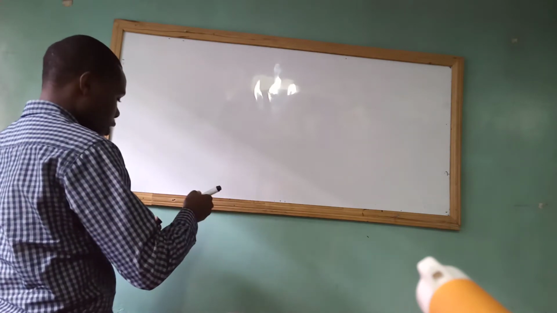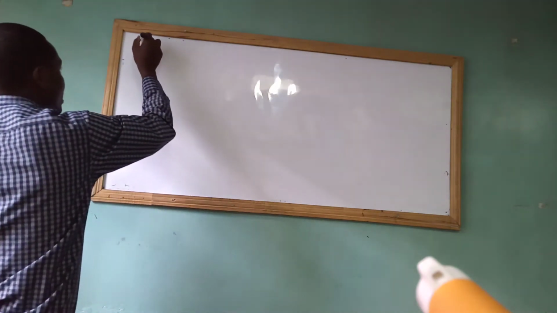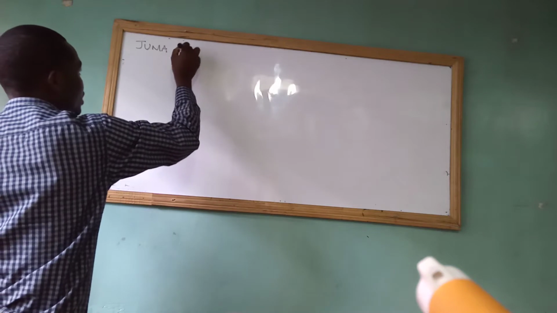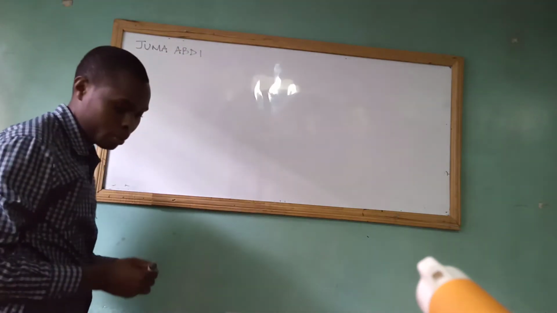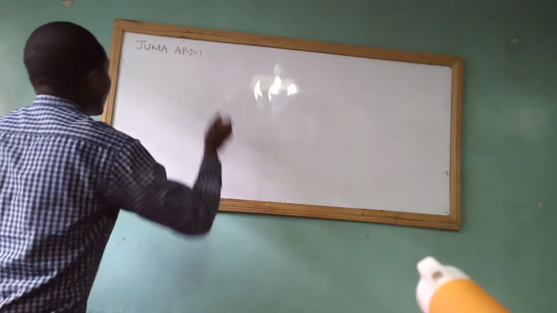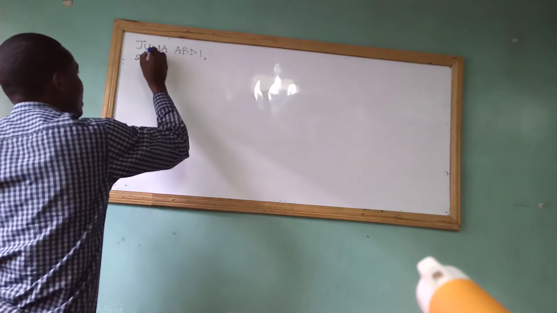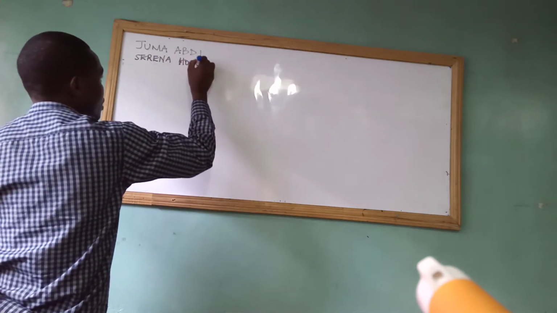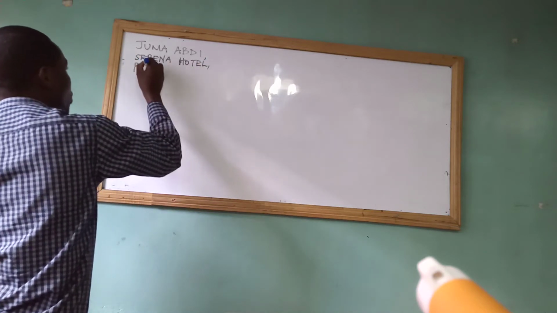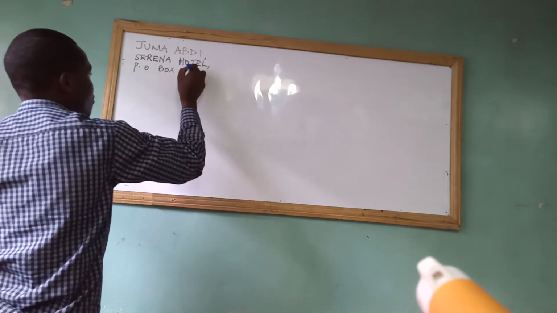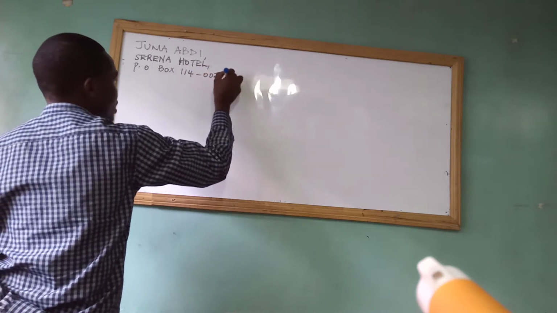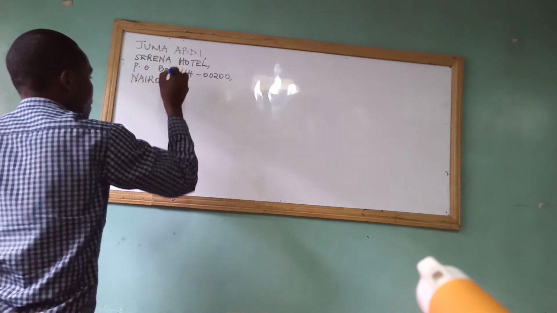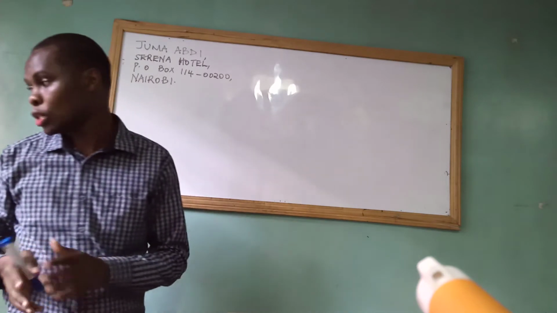We say Juma's address would be on this side. Let me assume that his name is Juma Abdi. Juma Abdi, all right? Serena Hotel, comma, PO Box 114, 00200 Nairobi. Alright, so that is Juma's address.